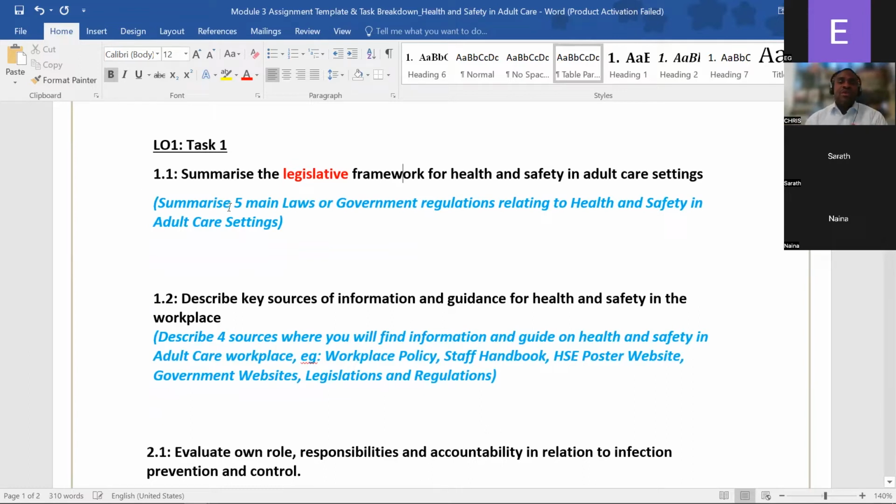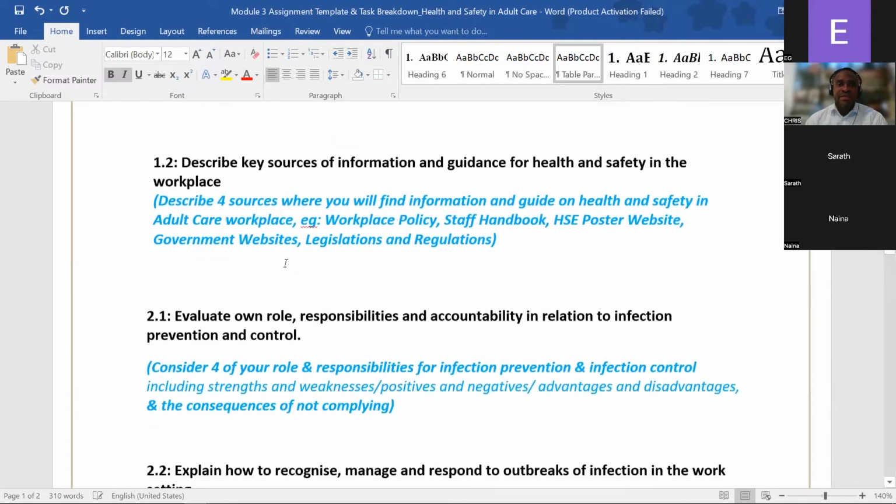So in your answer, you talk about 5 main laws and government regulations relating to health and safety in an adult care setting. In your answer, you have to indicate that you're writing about a care home, or a residential home for the elderly, or a nursing home. You have to indicate which particular adult care setting you're talking about. Okay, and all of these are in the PowerPoint that has been sent to you.